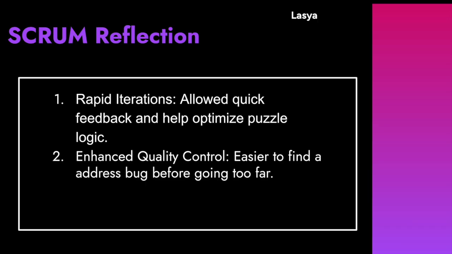Personally, for the Scrum reflection, I felt the rapid iterations allowed quick feedback and helped us optimize the puzzle logic. It also helped us enhance quality control by making it easier to find and address a bug before it went too far into the project.